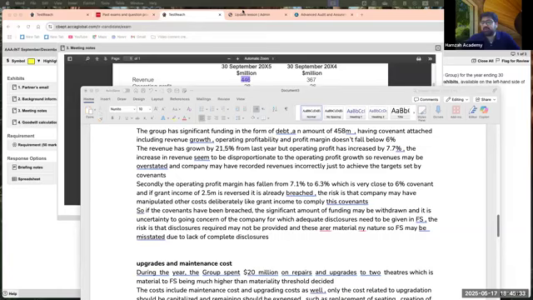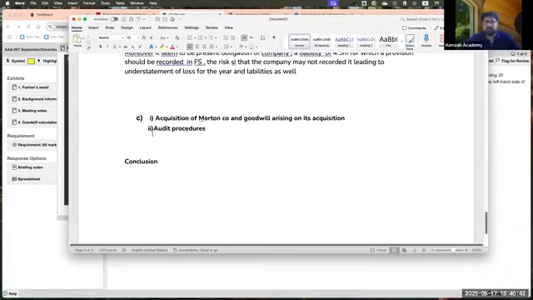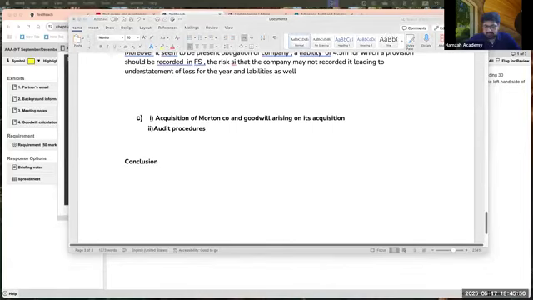Now, the next part is here. Acquisition of Morton and goodwill arising on its acquisition and audit procedures on that. We will be doing it. No worries at all.